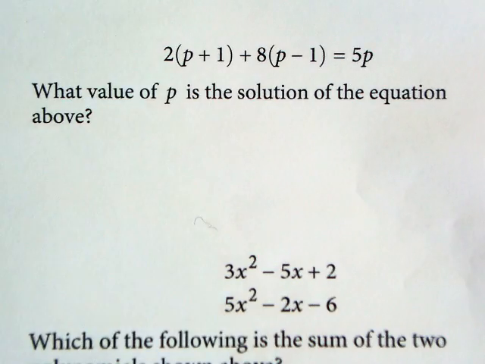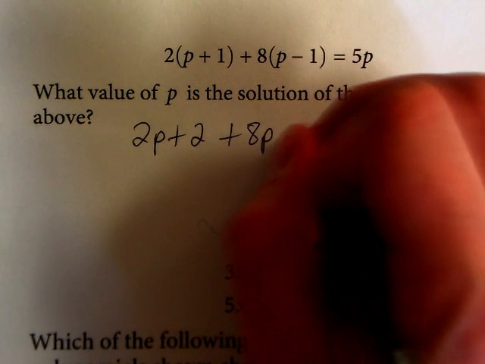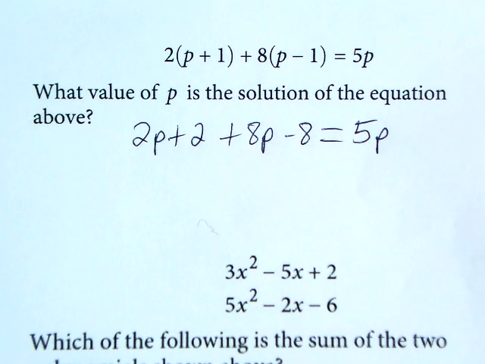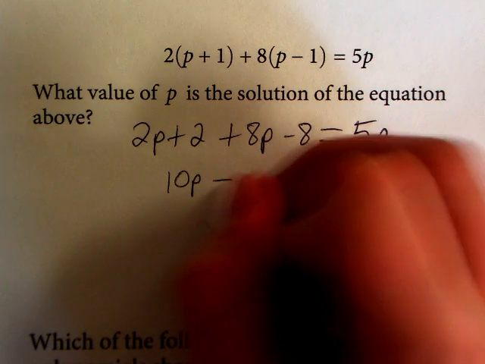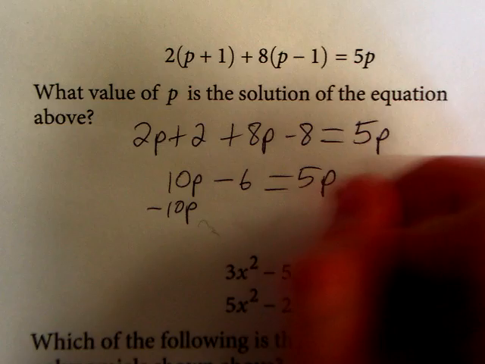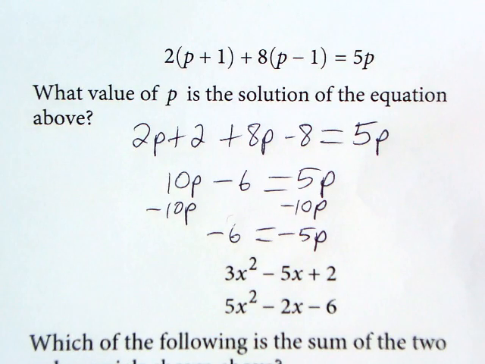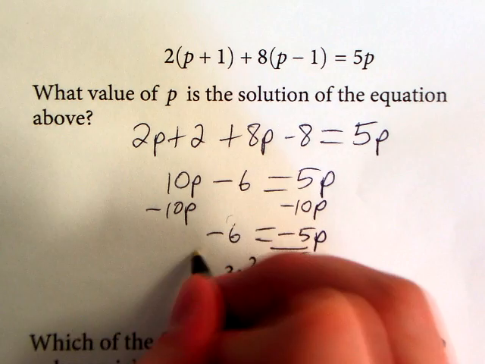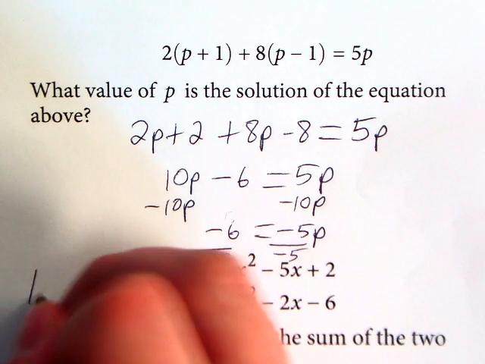For this problem, you'll have to distribute. Two is multiplied by each term inside of the parentheses, and 8 is multiplied by each term inside of the parentheses. The next step is to combine like terms. From here, I can subtract 10p from both sides. Negative 6 is equal to negative 5p. I'll divide both sides by negative 5. And my final answer is 6 over 5, or 1.2.